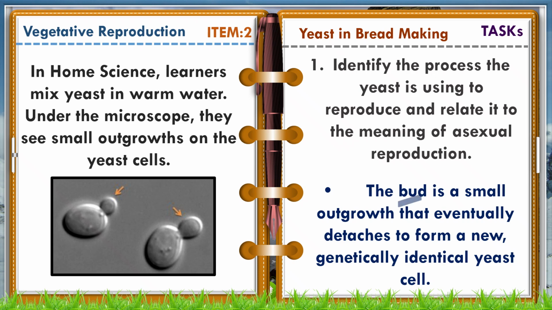The buds are small outgrowths that eventually detach to form a new genetically identical yeast cell. So here what we are seeing, these ones will break off and they will develop into a new yeast cell.